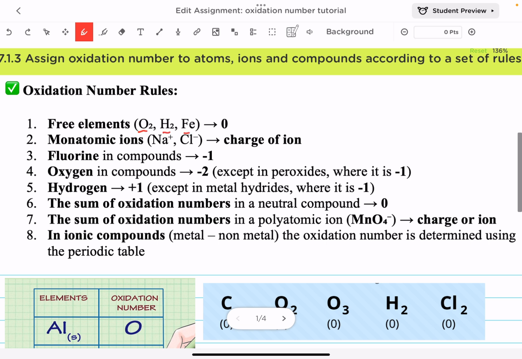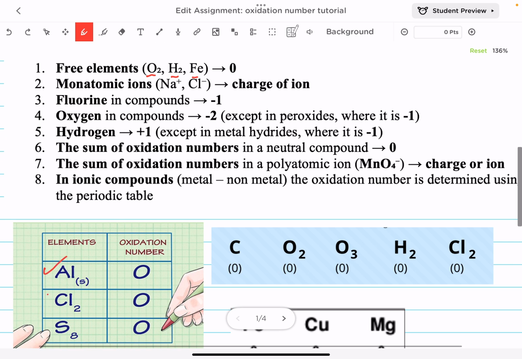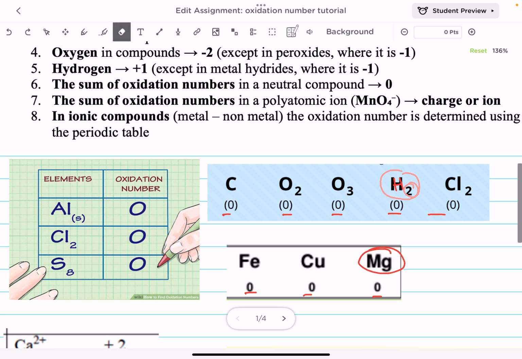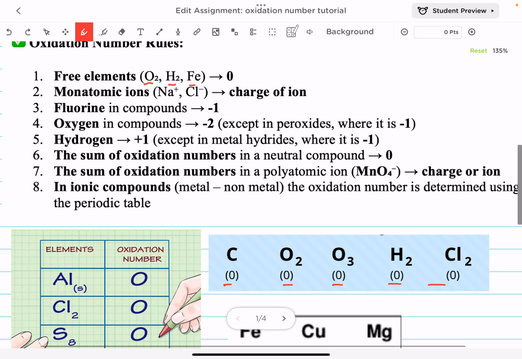So any time you have a free element, like the element is coming alone, the oxidation number is always 0. But in a compound, the oxidation number will change. So anytime I have a free element, the oxidation number is 0. Whether it's an element, a symbol with a number, or just a symbol, the oxidation number is always 0.